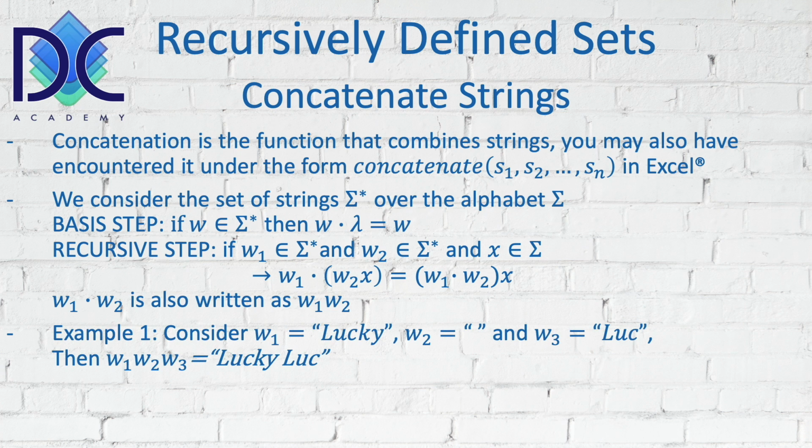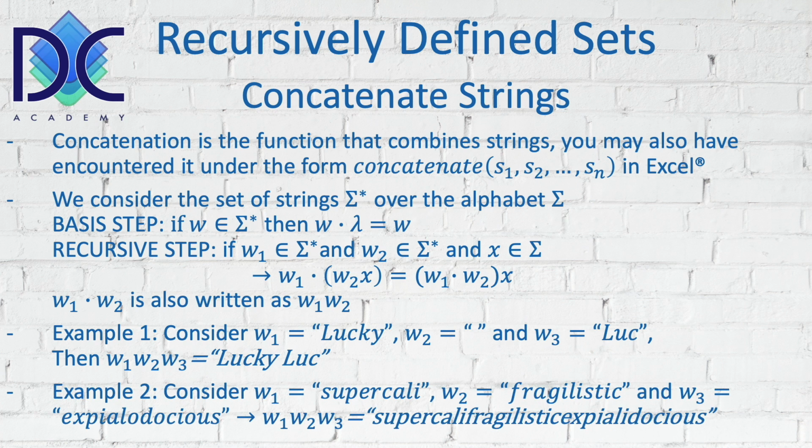Now let's have a look at what we can have. We can consider w1 is Lucky, w2 is just a space, and w3 is Luke, my first name. And then I can say that w1w2w3 is, in fact, the new string Lucky Luke. We all know the series Lucky Luke, or perhaps you don't know it anymore. It's a comic series that's already very old with the cowboy called Lucky Luke. Now, my version is Lucky Luke.